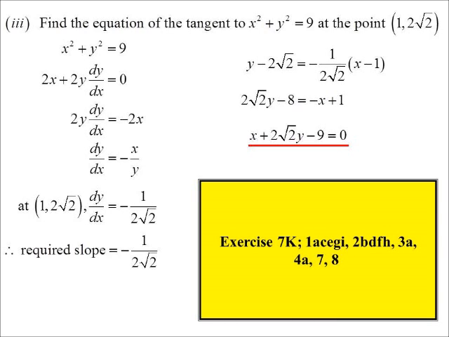All right, we'll have a go at some of exercise 7K.